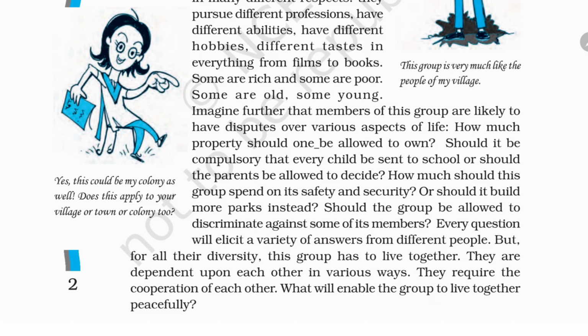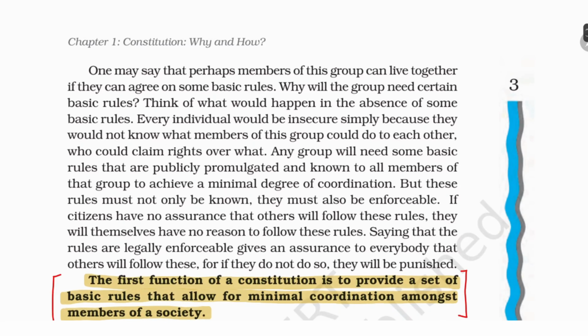But for all their diversity, this group has to live together. They are dependent upon each other in various ways. They require the cooperation of each other. What will enable the group to live together peacefully? One may say that perhaps members of this group can live together if they can agree on some basic rules.